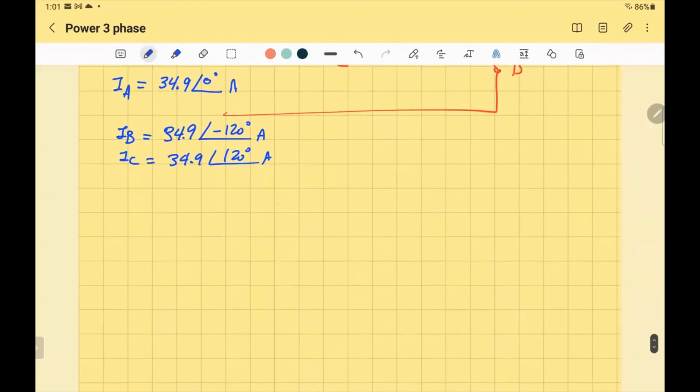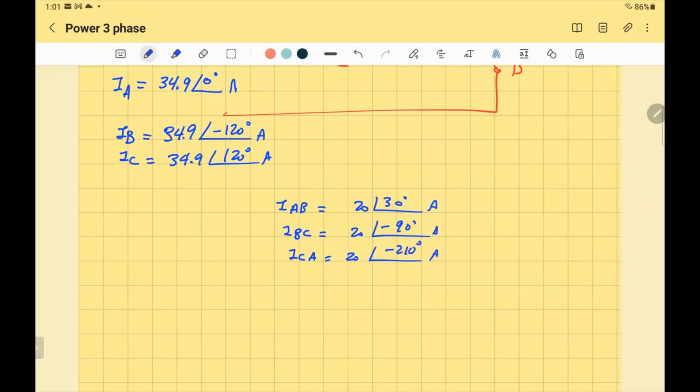So the rest of it, let me write here the answer. IAB, IBC, ICA. That's 20 angle 30, that's 20, subtract 120 gives negative 90, and that's 20, you can add 120, so you have negative 90, negative 120. If you make it negative, negative 210 if you subtract 120. If you want to make it positive, you add 360. We have 20, 150. Both are right.